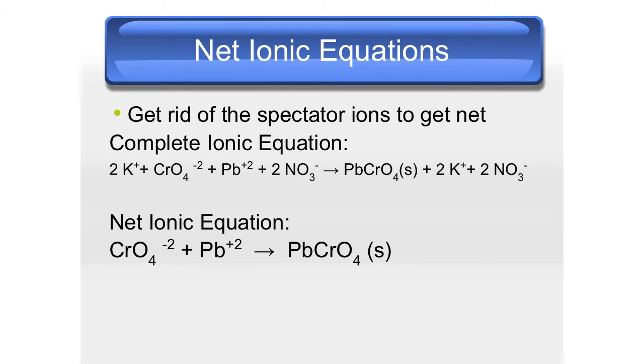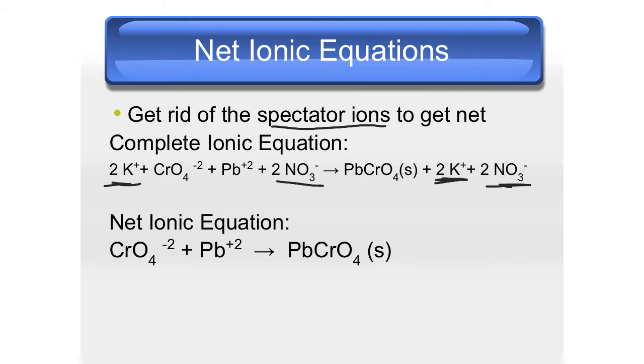That extra stuff is called spectator ions. Spectator ions are ions that are floating around in solution during the reaction, but they don't actually do anything. They stay the same from the left side to the right side. So if we look, notice that we've got 2 potassiums and 2 nitrates on both sides of the arrow. Notice they didn't change. They're exactly the same. We would call those spectators, just like if you're watching a football game or a volleyball game and you're a spectator watching it go on, but you're not actually playing the game. That's what a spectator ion is.